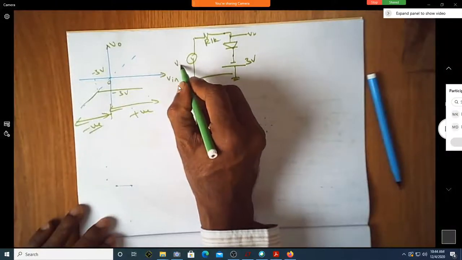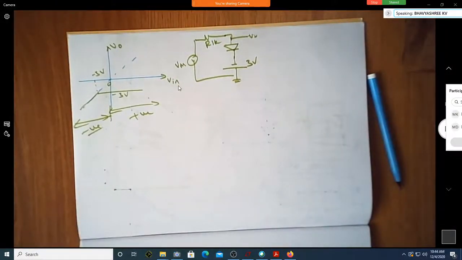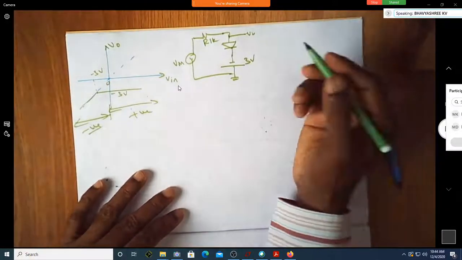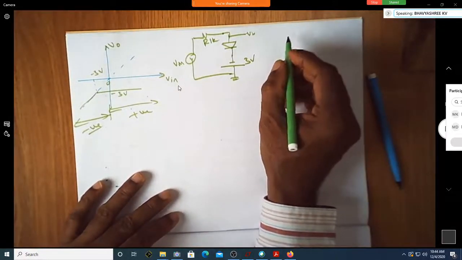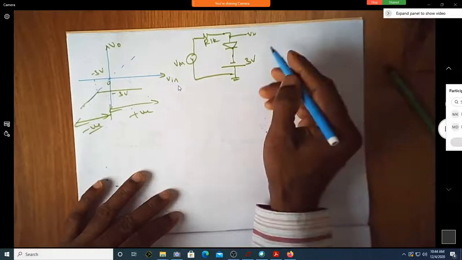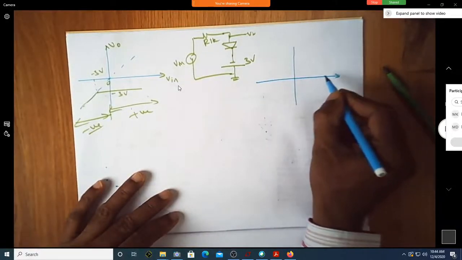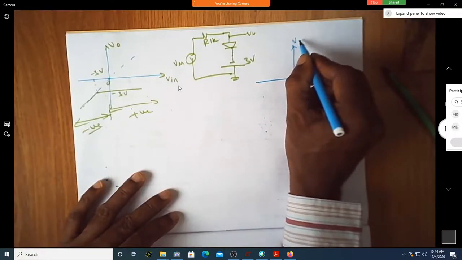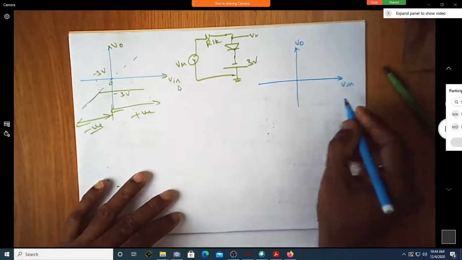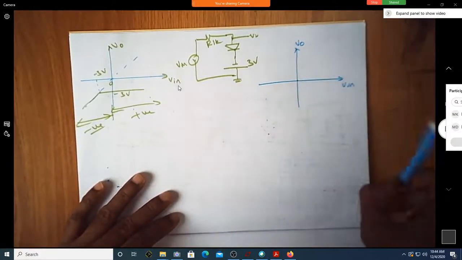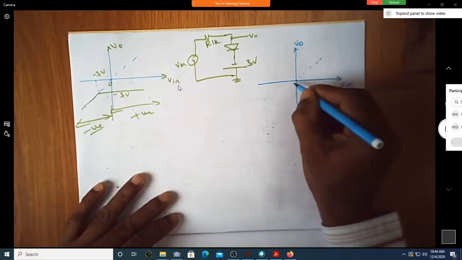Will this work? Yes, sir. This is a circuit. Okay, let me write it for some other circuit. Okay, some other plot. This is V naught, V in. It's always necessary that you should write a dotted line. That will give you a reference of your input voltage.